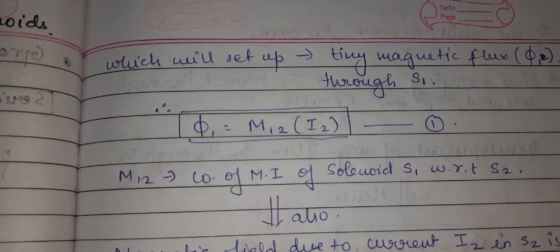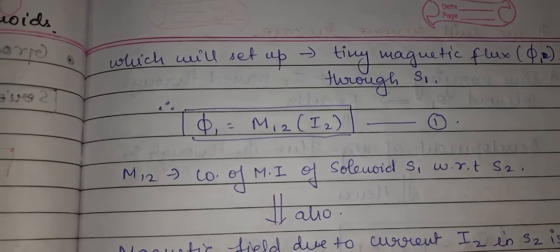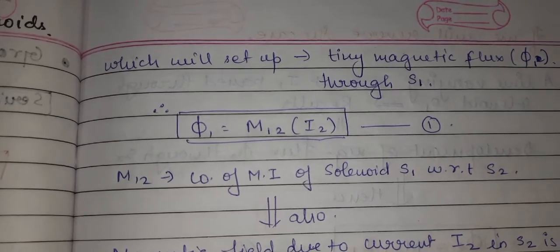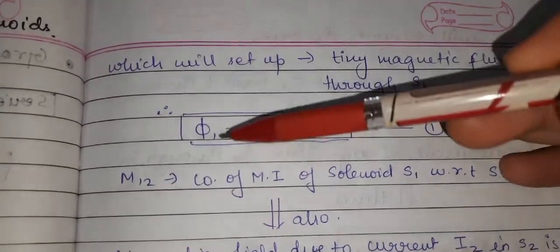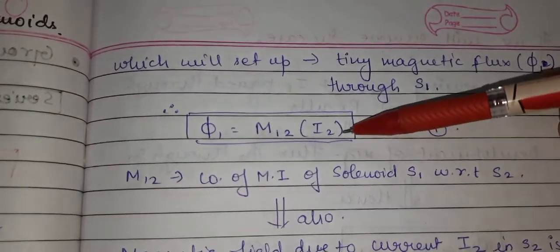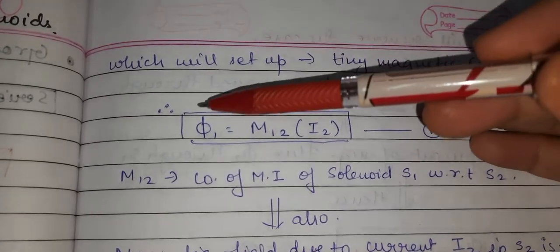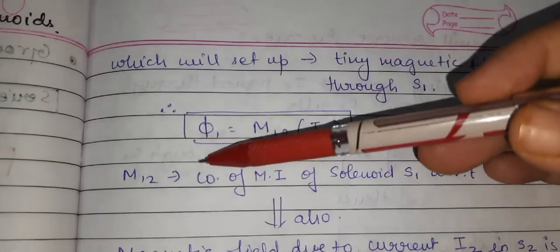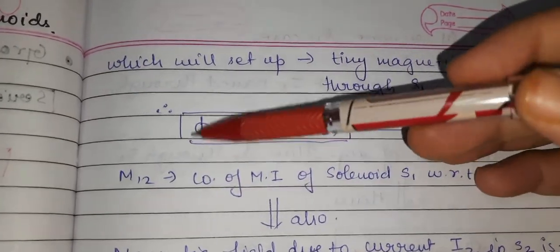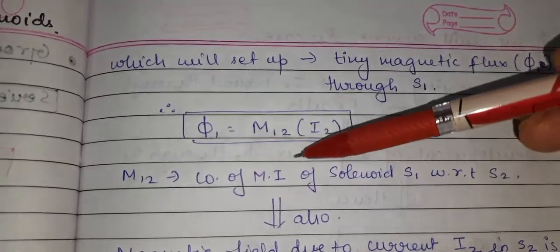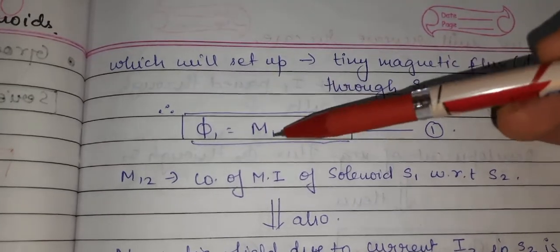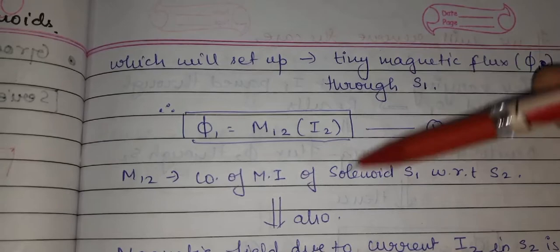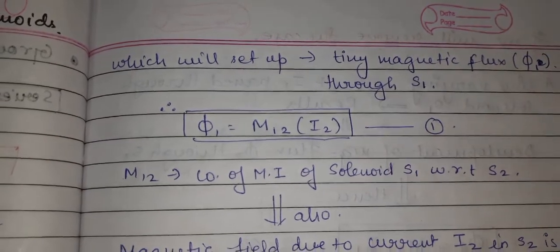Mutual inductance in 1 due to 2. So M12 will be equal to flux phi 1 upon I2. Means in either way I can say that whatever flux there is in the first solenoid or first coil, like the one made with the red pen, how will we find it out? That will be found out with the M12, mutual inductance in 1 due to 2, multiplied by the current which is flowing in the second coil, that is I2.